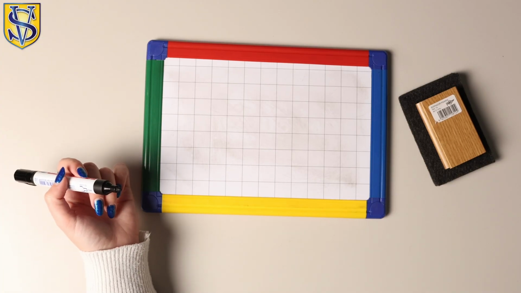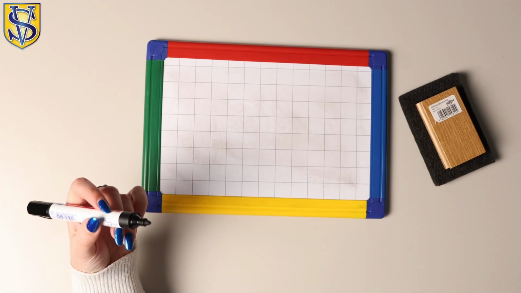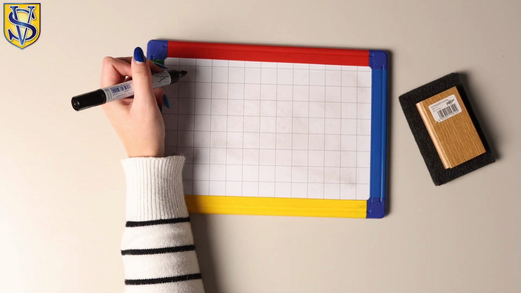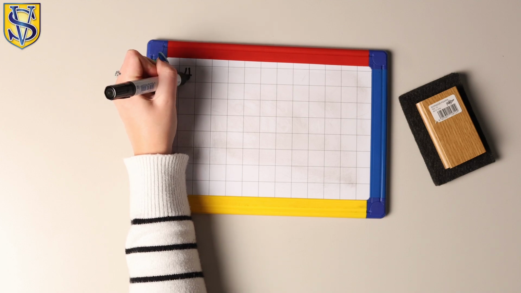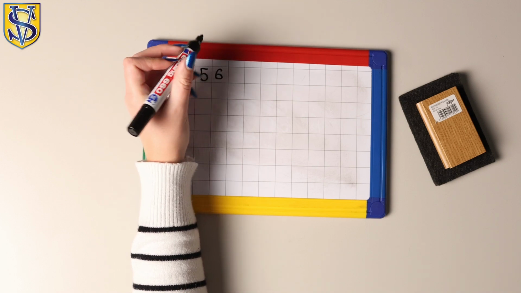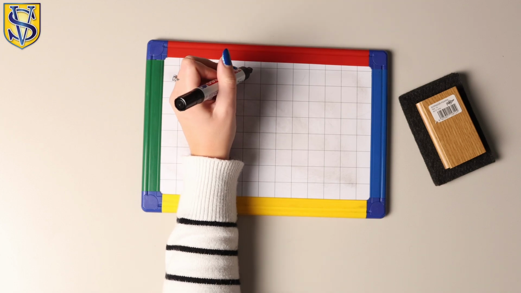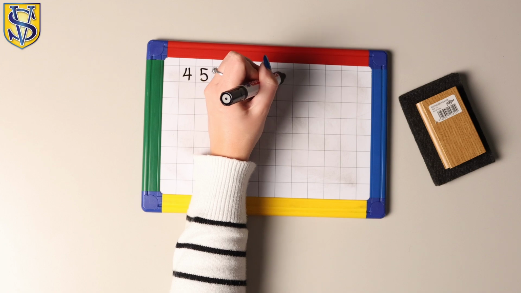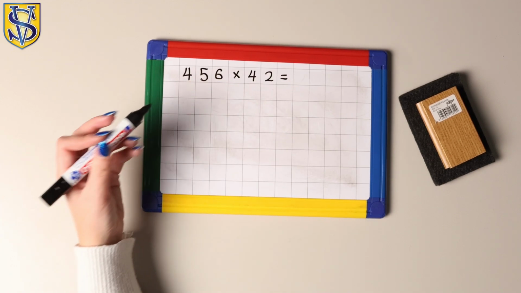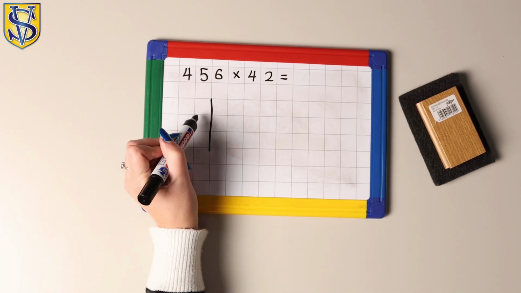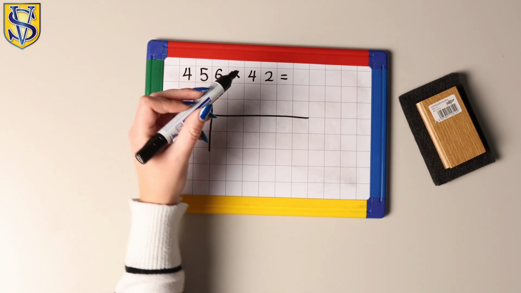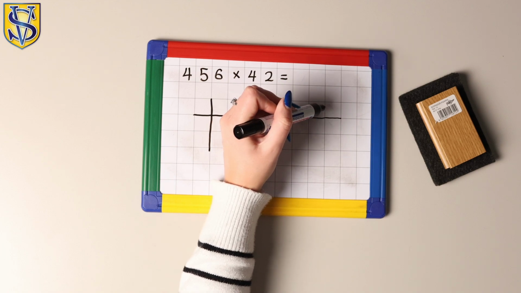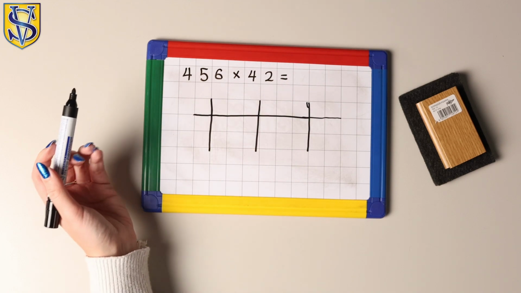So for the next calculation, we are going to go for a larger number using the grid method. So this time it's going to be 456 multiplied by 42. So very similar to before, you're going to put it in the shape of a grid. So split it up, we use a few extra sections this time because it's a 3-digit number.